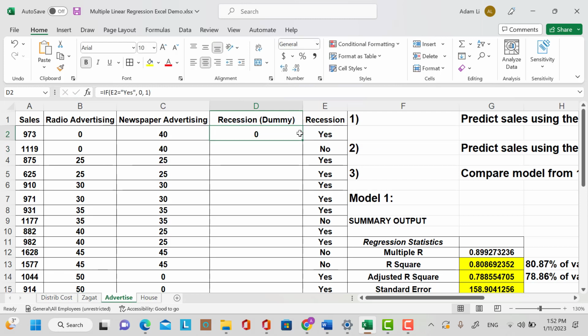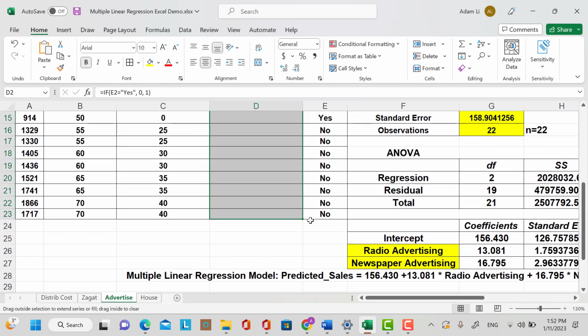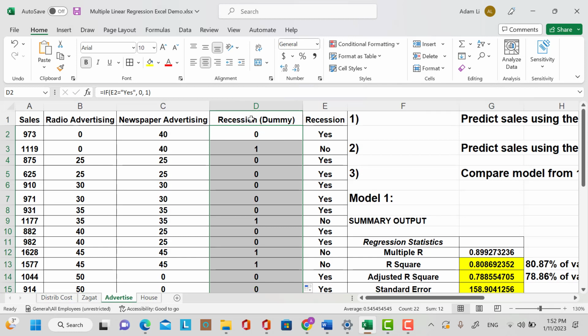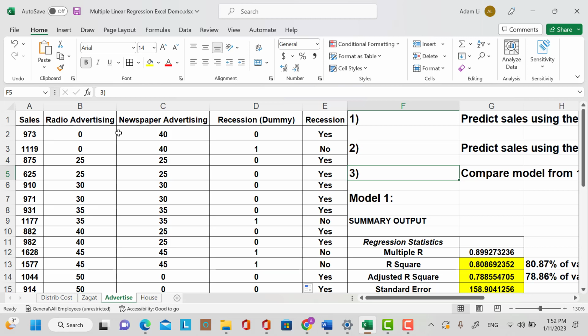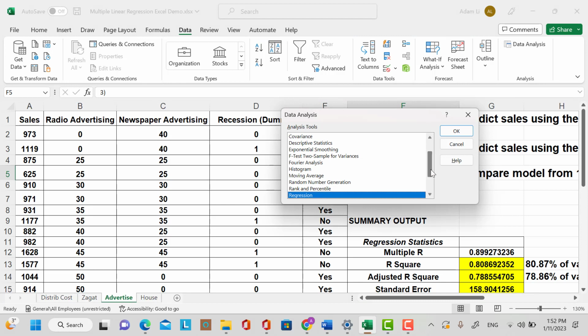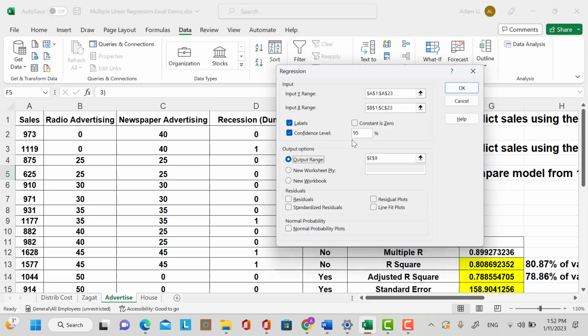So now we get this. Then you just drag it to fill in the rest of the coding here. Now, since we coded a dummy variable for recession, we can run the regression analysis using the three variables here: radio advertising, newspaper advertising, and recession. So go to Data Analysis. Okay, so now regression one more time, click OK.